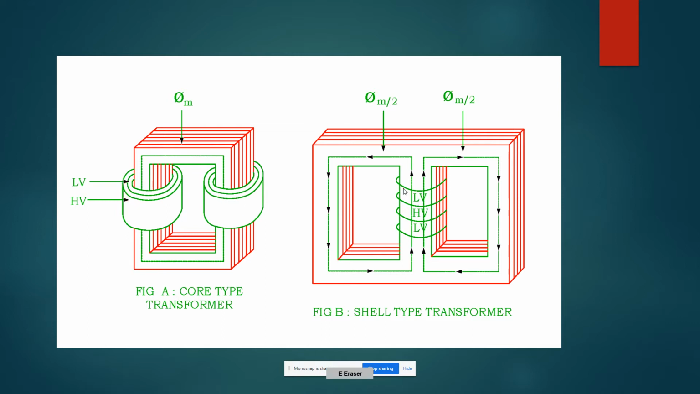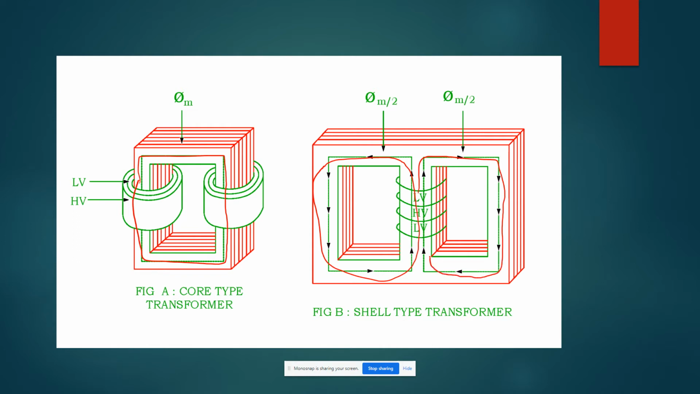Third one, in the core type transformer, flux has a single path. So this is for flux path. Whereas in the shell type transformer, flux has two paths. So this one is first and this one is second. So flux is divided into two paths.